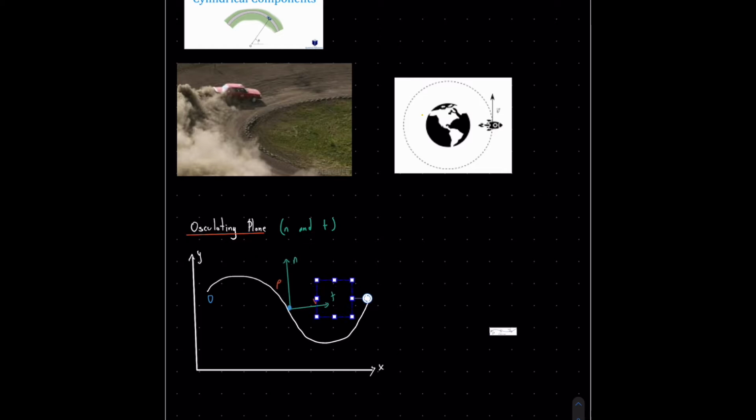The coordinate system involving the normal and tangential directions is known as the osculating plane, or the embracing plane. I hope I said either of those correctly.